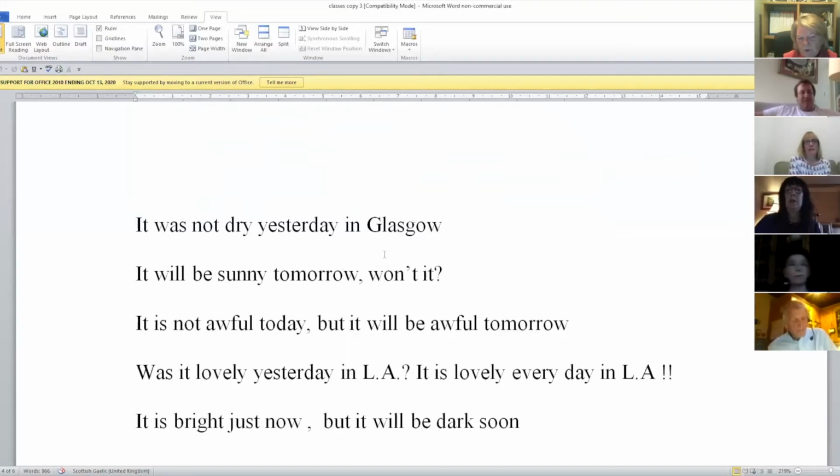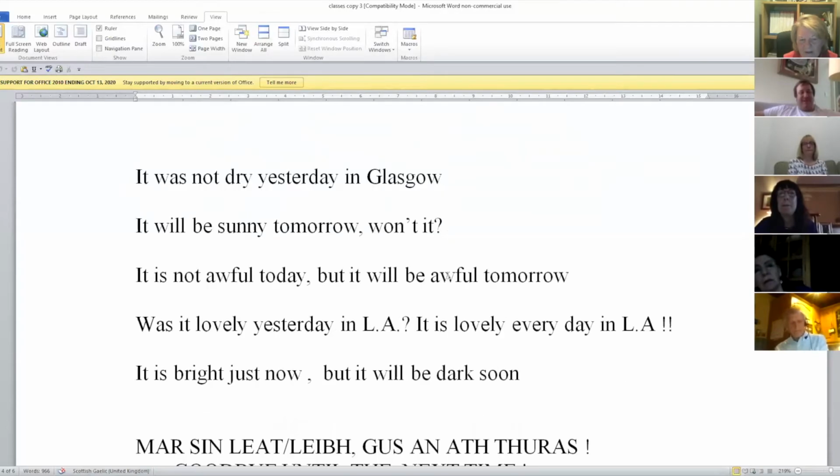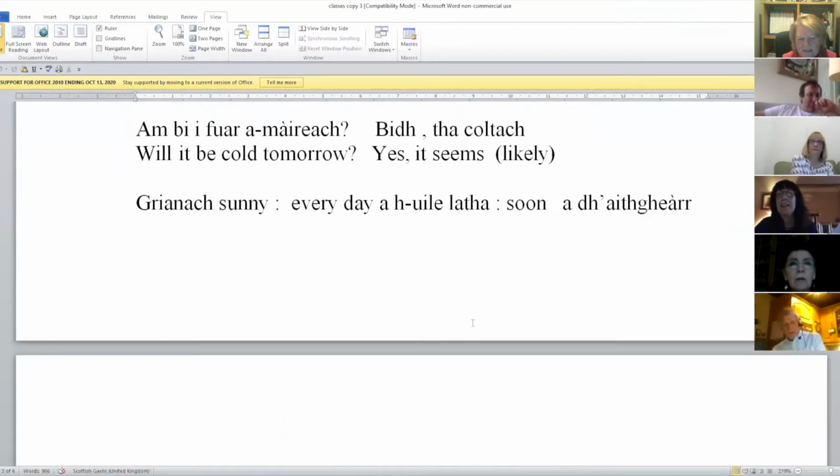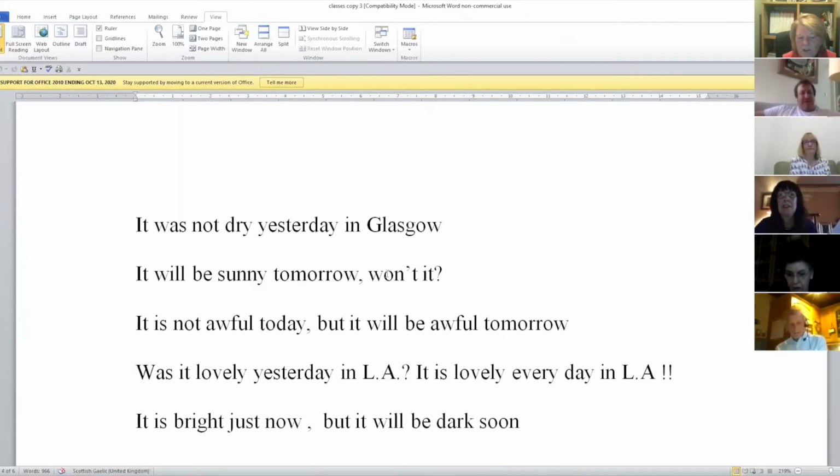It will be sunny tomorrow, won't it? Yeah. So it's "will be", so B. B. E. Grianach. Nach B. Okay, B and B, have you enough B. So when you stick to these ones, that's your future tense. So it will be sunny tomorrow. Will it not be? Won't it be?